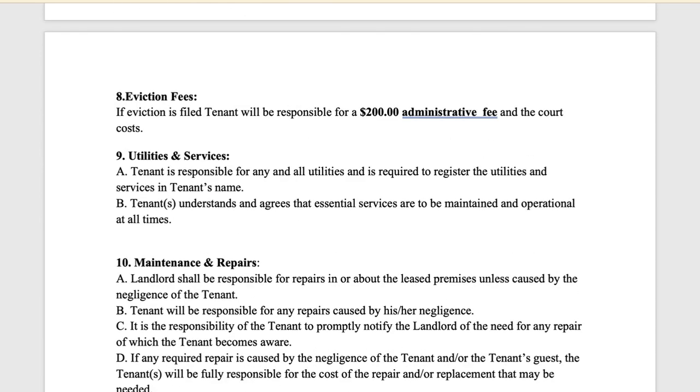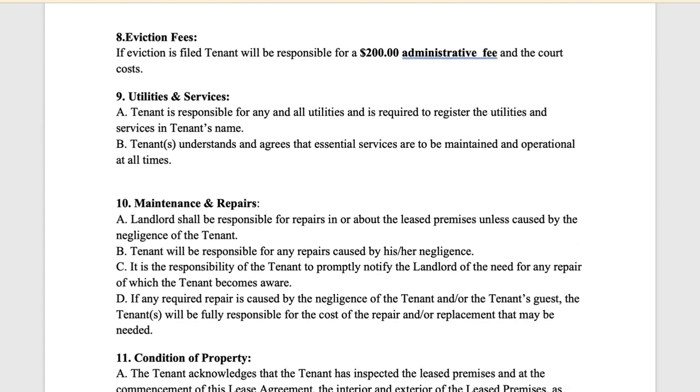Here it tells you now, once we do file eviction, there is an administrative fee of $200 that's added to the amount. So if you do want to catch up and get it back current, you are going to have to pay that $200 administration fee, okay? Because we have fees that we got to pay to the court when we file eviction, so we got to recover that expense. Utilities, all of my tenants are responsible for all the utilities, water, gas, electric, whatever the utilities are. I may have 1 or 2 units where I pay the utilities, but 99% of my properties, the tenant pays their own utilities.